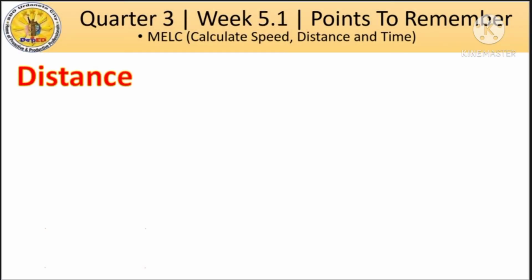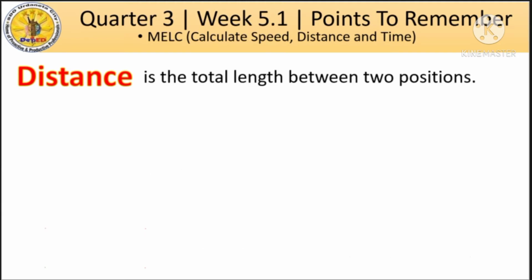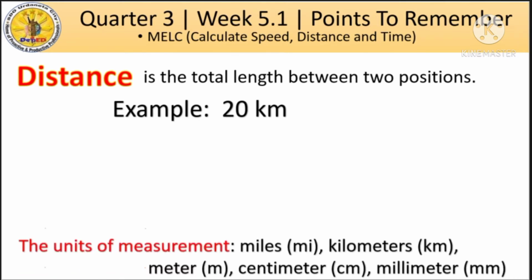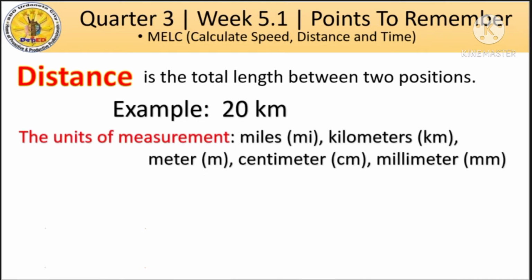Let us now proceed to distance. If we say distance, it is the total length between two positions. It also answers the question, how far? Example of distance is 20 kilometers. The units of measurement for distance are the following: miles, kilometers, meters, centimeters, and millimeters.